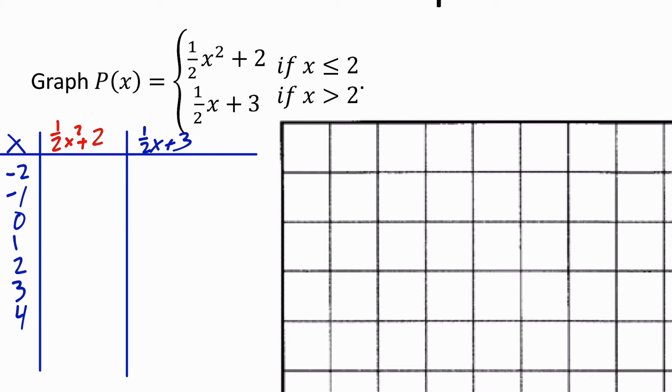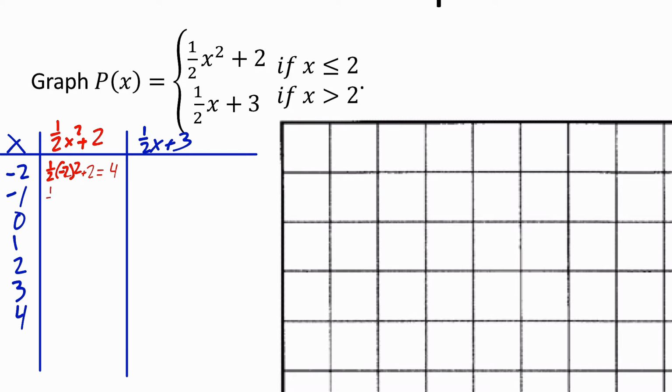So plugging in -2, that's less than or equal to 2, so we plug it into the first equation. So I have 1/2 times -2 squared plus 2. Well, -2 squared is 4. Half of that is 2. Plus 2 gives us 4.